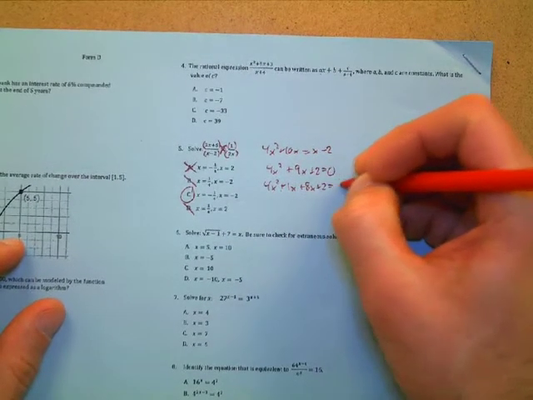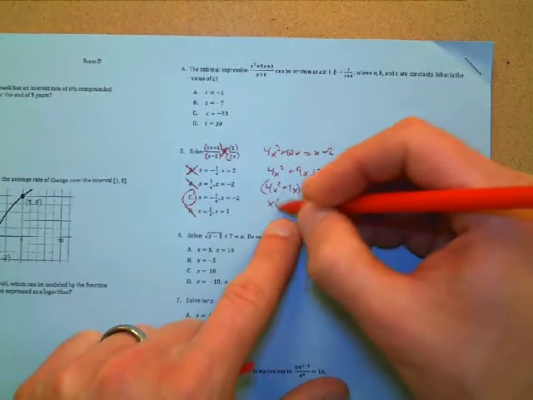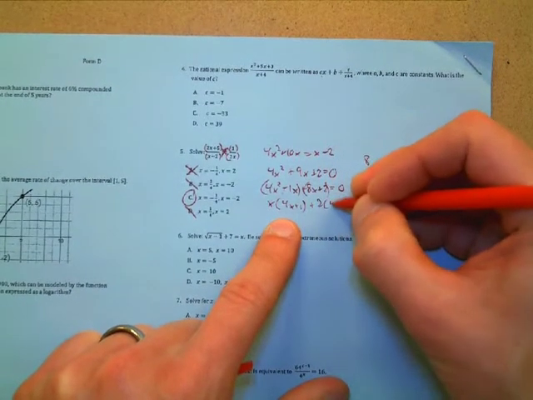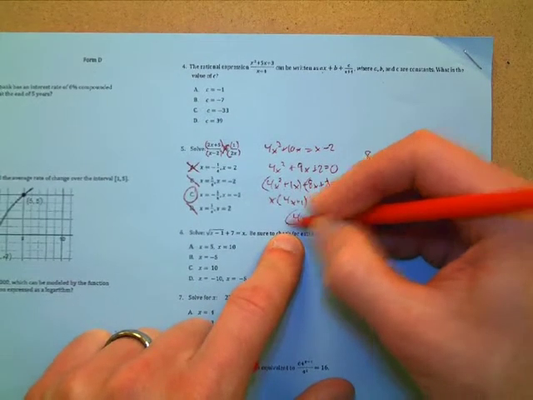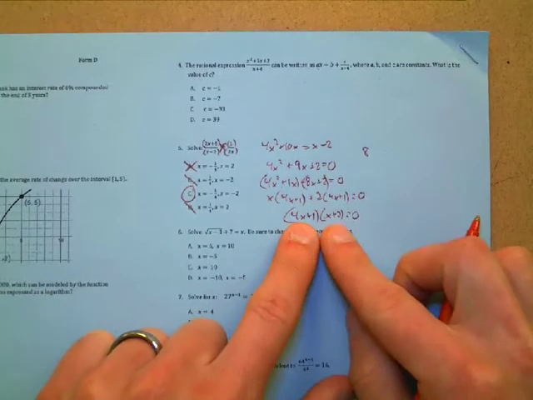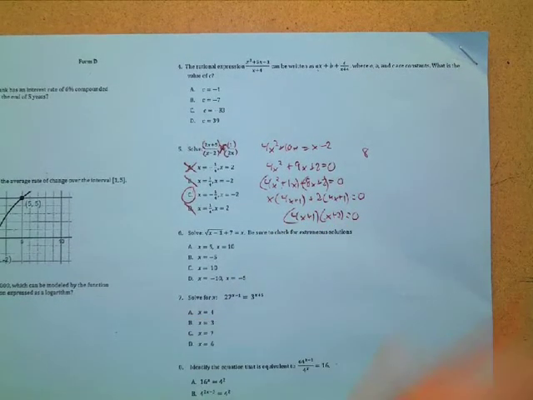Factor by grouping. From here I can take out an x, so I'm left with 4x plus 1. From here I can take out a 2, so I'm left with 4x plus 1. And then the 4x plus 1 is a factor in common there. Then you can see there's your -1/4, there's your -2 that you're going to get as well. Set each factor equal to 0 and solve from there.